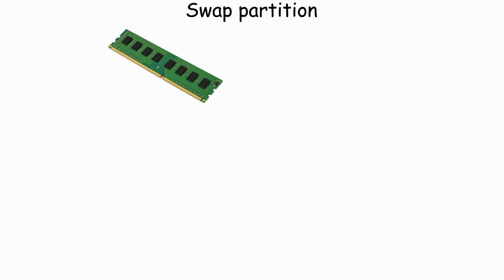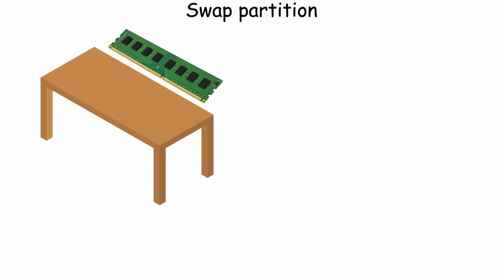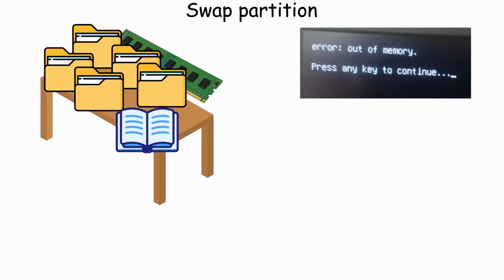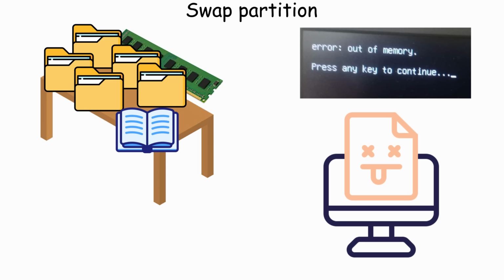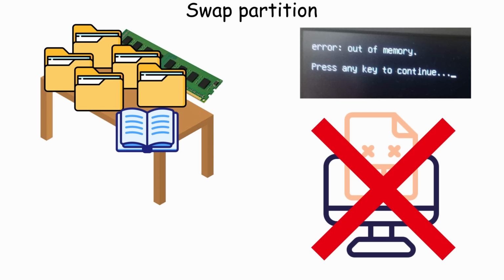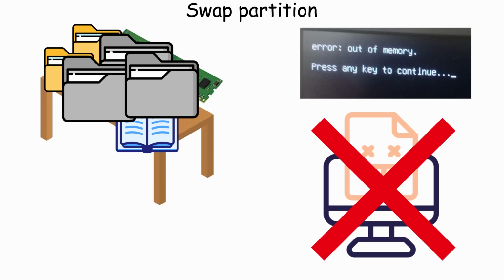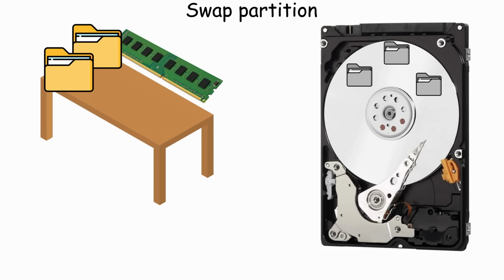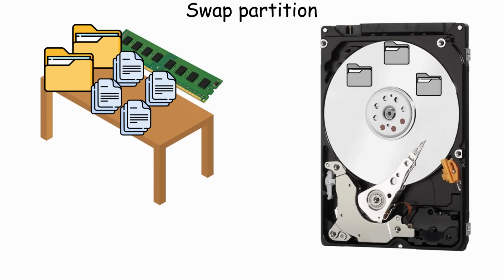Swap partition. Think of your computer's RAM as a physical desk where you do all your work. Sometimes, you open so many books and folders that your desk gets completely full. When your desk, RAM, runs out of space, the computer doesn't just crash. Instead, it takes the folders you haven't touched in a while and moves them to a special overflow area called the swap partition. This clears up room on your desk so you can keep working on new things.